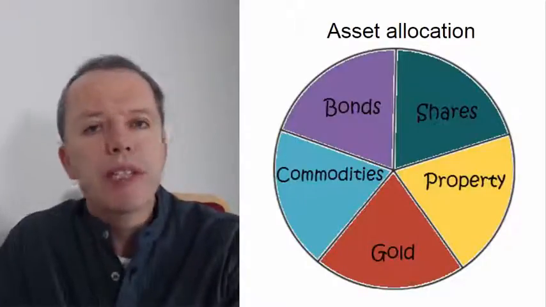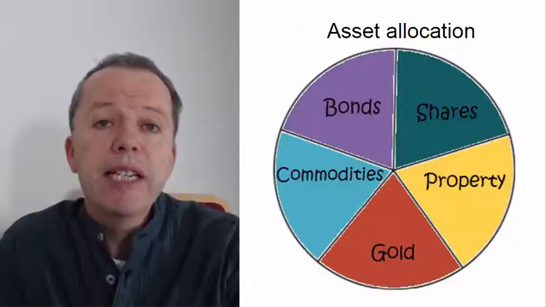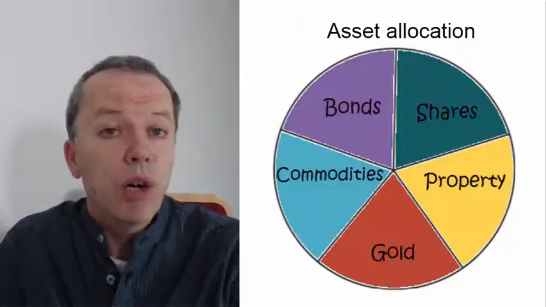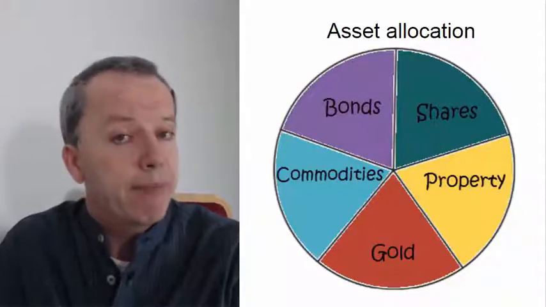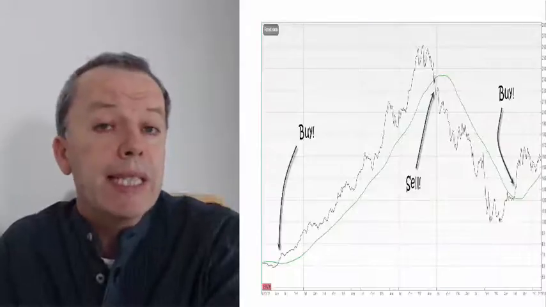Now, what I do is to divide my financial pot into different slices. I'm interested in investing in shares, in property, in gold, in commodities and in bonds, but it's not just as simple as that, because I use a simple timing system.